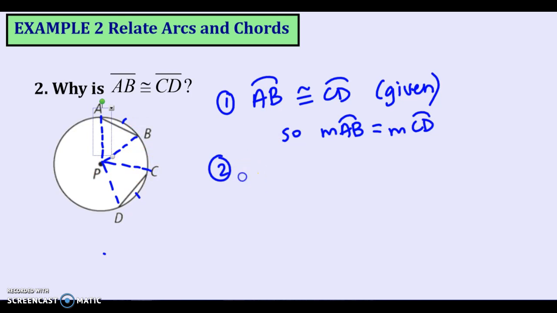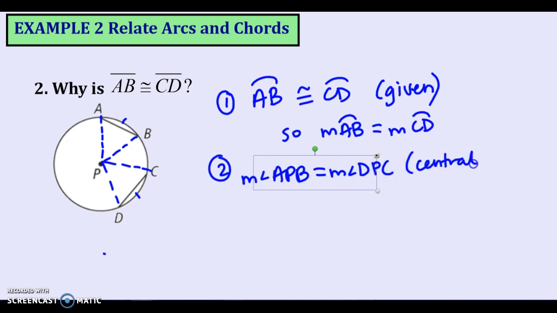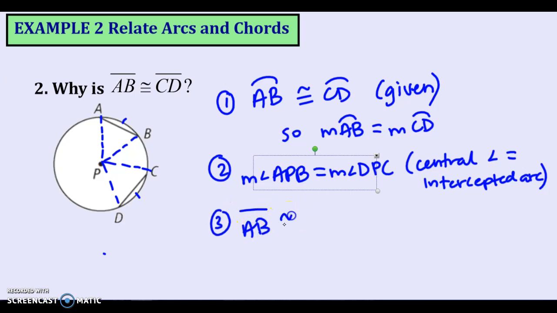So we learned before that central angles have the same measure as arcs. So I can say that measure of angle APB is going to equal the measure of angle DPC, and that is because my central angle is equal to my intercepted arc, and we learned that in 10.1. Therefore, I can say that AB is congruent to CD by theorem 10.3 above. So I have the same central angle, so therefore the chords are the same.